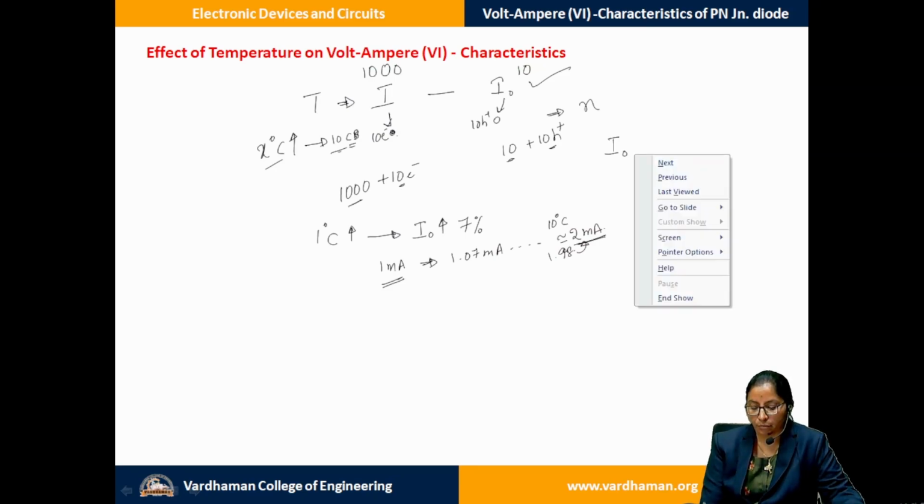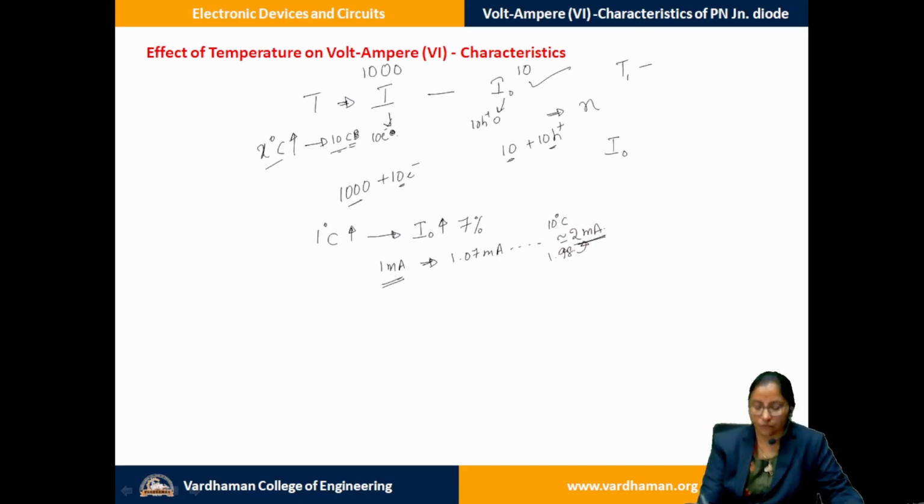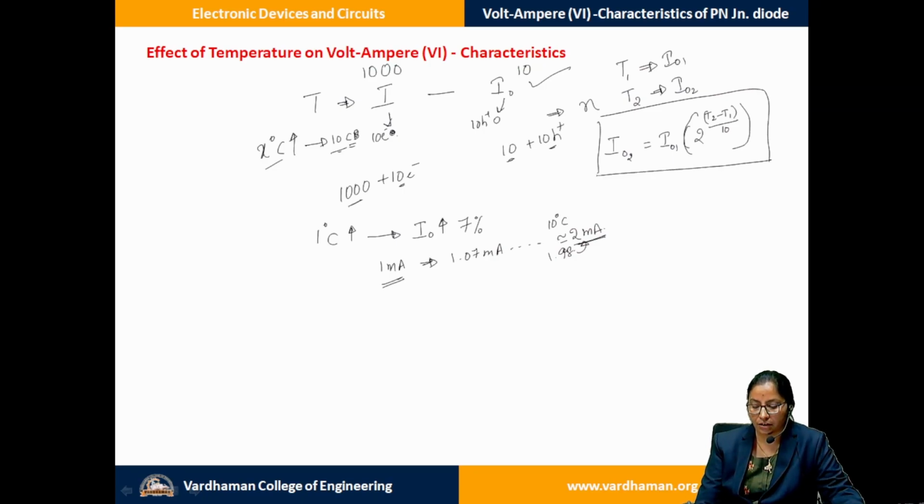which can be given as follows. At temperature T1, we have a reverse saturation current I01, and at temperature T2, the reverse saturation current is defined as I02. So the relation between I02 and I01 is I02 equals I01 into 2 to the power of (T2 minus T1) by 10. As it is getting doubled for every 10 degrees, if T2 minus T1 is 10, this becomes 2 times I01. So it tallies with the condition that for every 10 degrees centigrade rise in temperature, the reverse saturation current gets doubled.